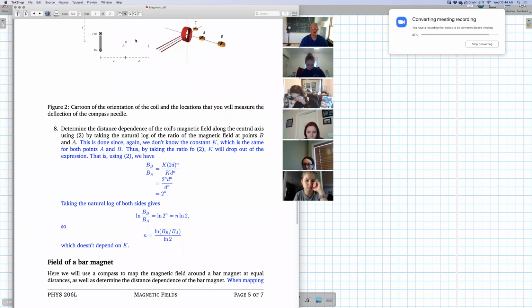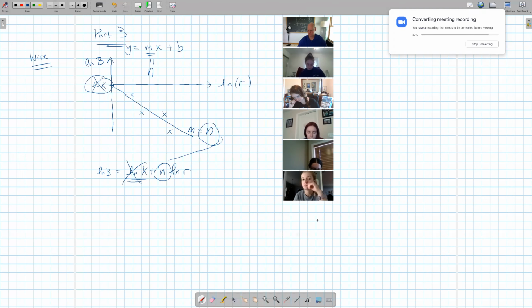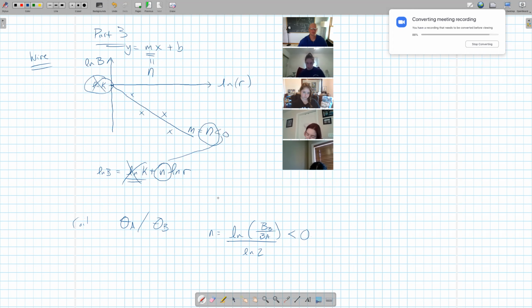Okay. So for the coil, what you care about is the deflection angle at A, the deflection angle at B, and then n is equal to the natural log of the magnetic field at B divided by the magnetic field at A, all divided by the natural log of 2. Now, n here should be a negative value, just like here. n should be a negative value. Okay. So for the coil, this is all you're doing.